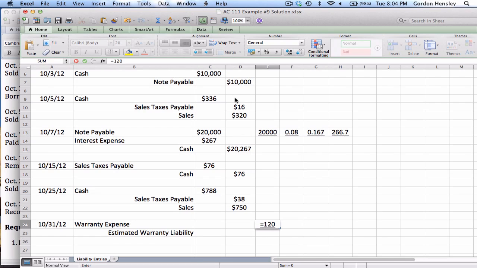So $1,200 plus $320 plus $750. Total sales $2,270. So I want $2,270 times 0.02. 2% of that is about, rounded, $45. So I'll book an estimated warranty liability for $45. So that completes the transaction on October 31st, and that completes example 8 on liabilities.